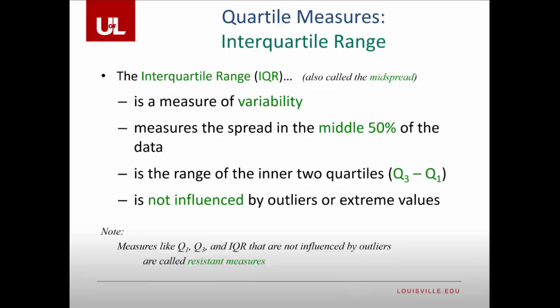The interquartile range, also called the mid-spread, is a measure of variability. It measures the spread in the middle 50% of the data. It is the range of the inner two quartiles, that is Q3 minus Q1, and it's not influenced by outliers or extreme values.